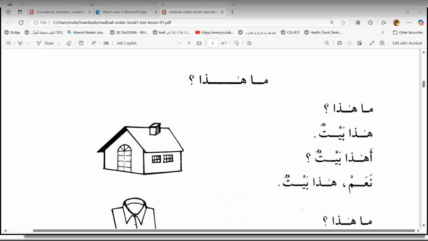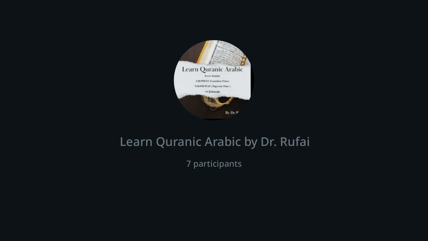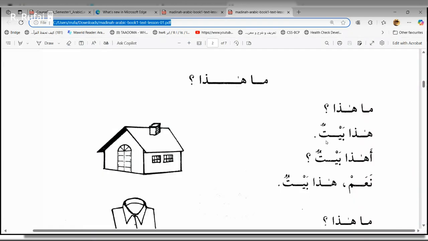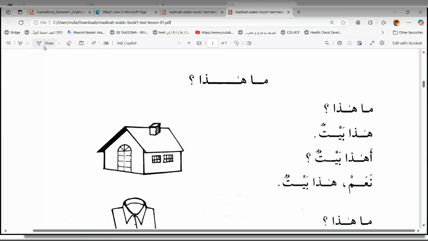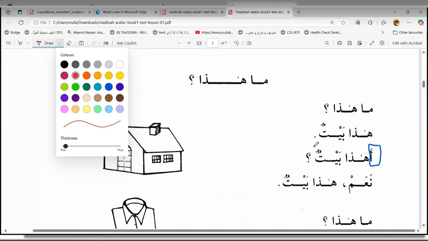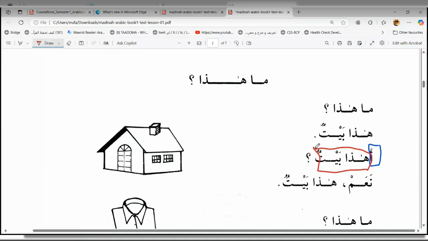So if previously it said "haza bait" and then it became "ahaza bait". Exactly. Without it, what we had was a sentence. "Haza bait" is a sentence. When we add the "a" to it, it became a question. So far, so good? Yes, thank you so much.